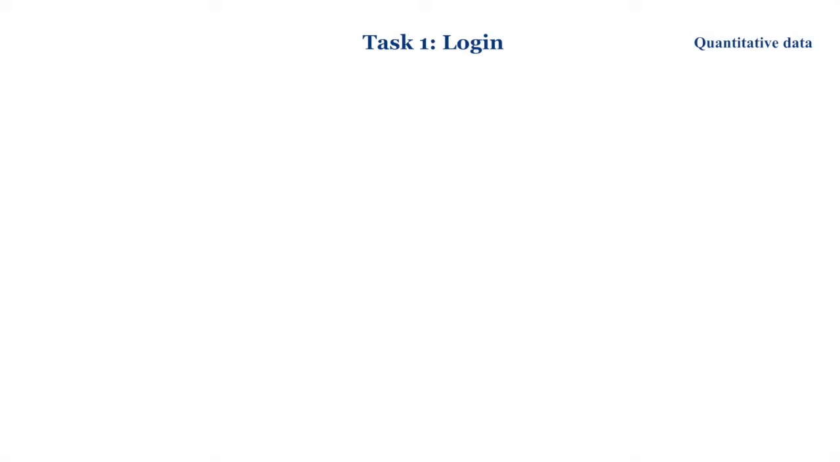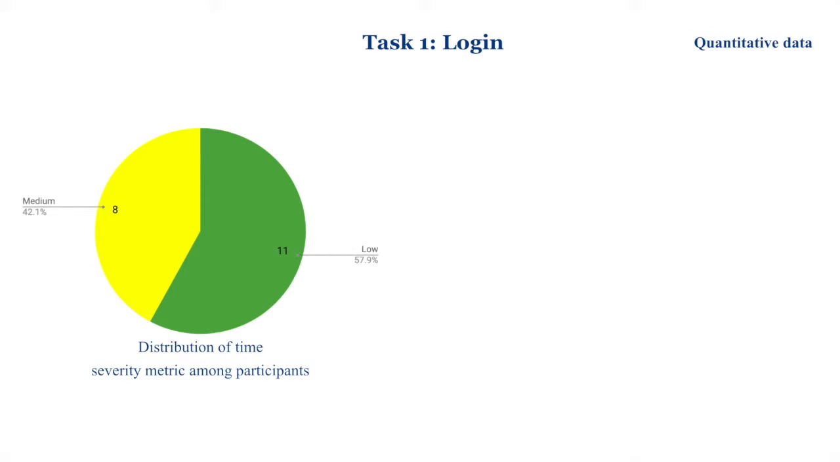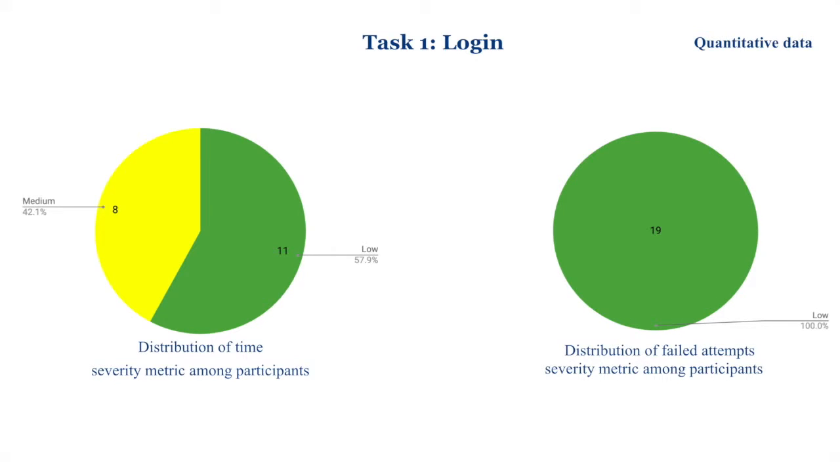Task 1 is performing the login function, which is the most basic functionality in a website. The result of the task seems good, since 11 out of 90 participants were able to complete it using half of the time limit, and all participants made less than 5 mistakes.